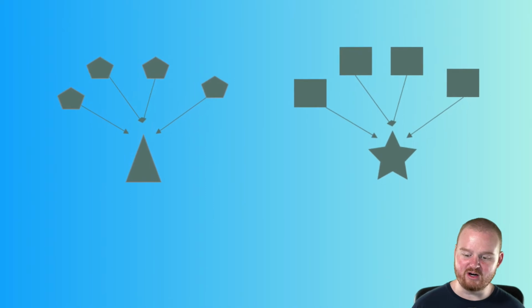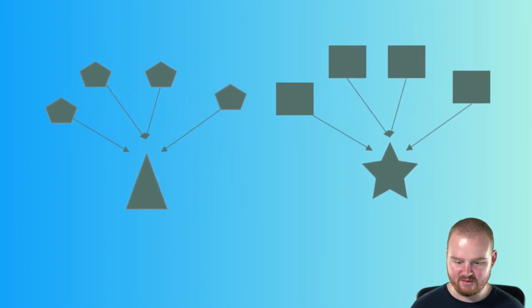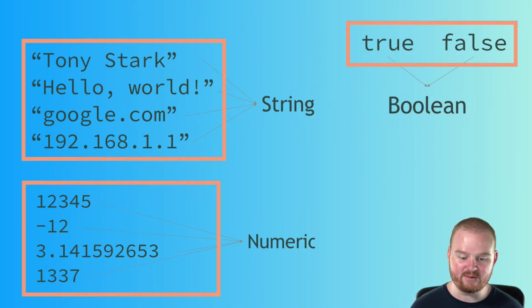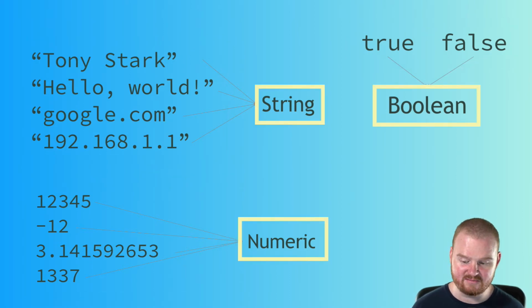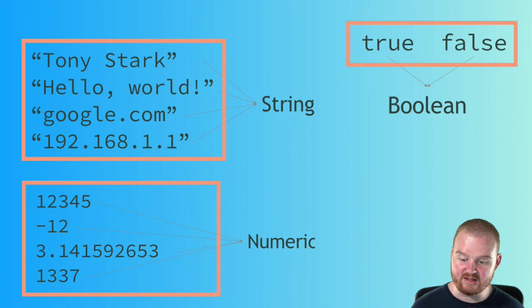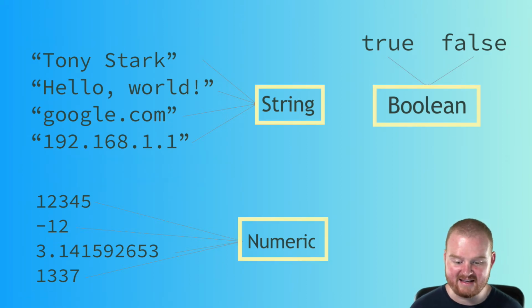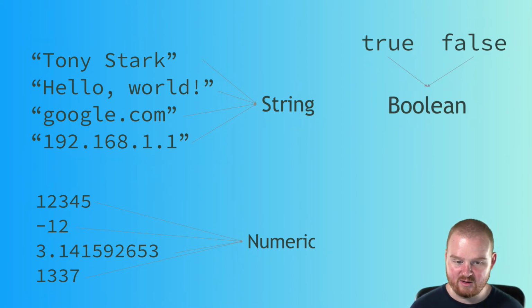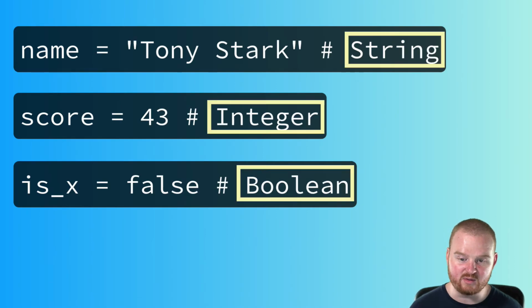Every value belongs to exactly one data type. The kinds of values that can be represented and manipulated in a programming language are known as types. All of these literals that we've written so far can be categorized as a specific type. We see string, number, and Boolean. Those are the types for Tony Stark, 43, and false.